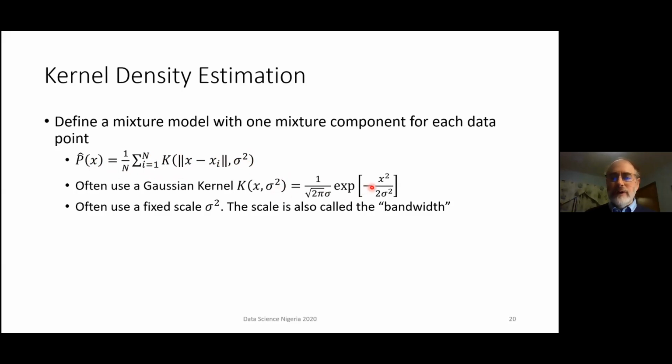So the kernel function would look like this, right? It takes this distance as input, I should have called this something else instead of x, and runs it through a Gaussian. And the sigma squared is the bandwidth or scale of the kernels.